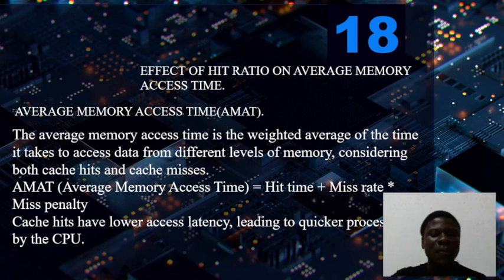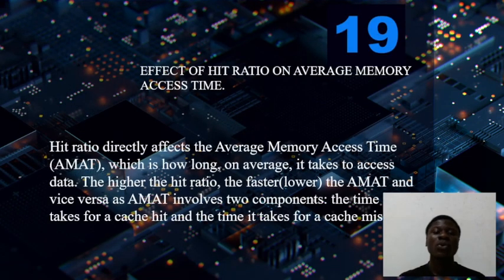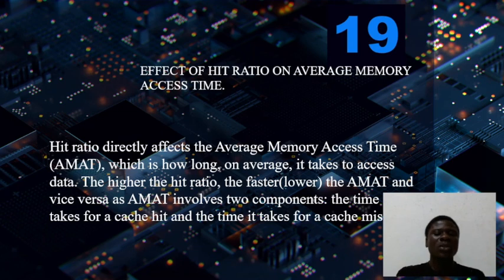Cache hits have lower access latency, which leads to quicker processing by the CPU. Okay, let's move on to the main point. As it states, the effect of hit ratio on the average memory access time. The hit ratio directly affects the average memory access time, which is how long on average it takes to access data.